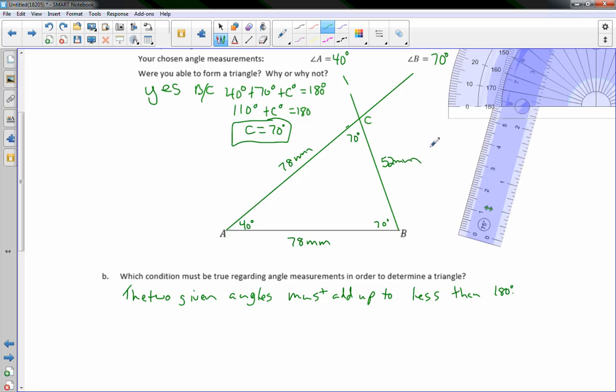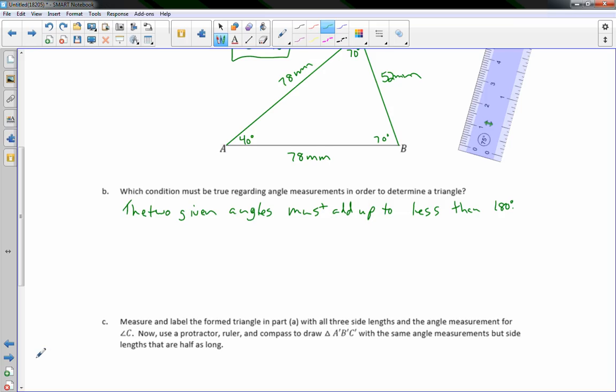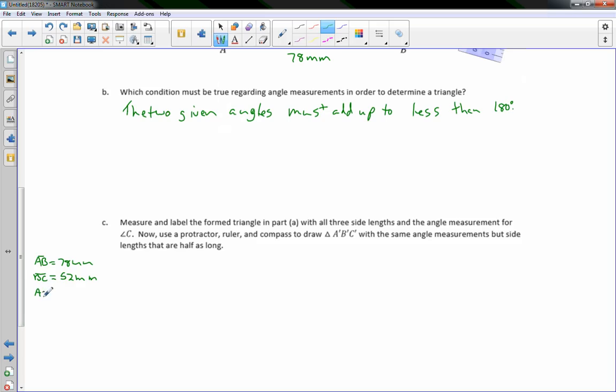Okay, so it's all labeled. Angle A is 40, angle B 70, angle C is 70, AB is length 78, AC is length 78, and BC is 52. So I'm going to write that down here. I'm going to write AB equals 78 millimeters. BC equals 52 millimeters. And AC equals 78 millimeters. So there's my three lengths of sides.